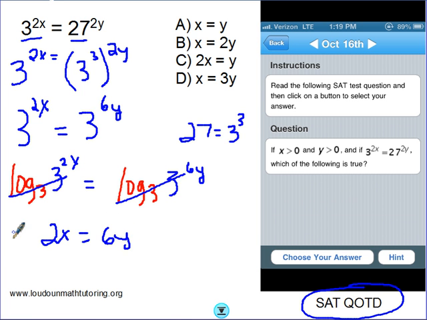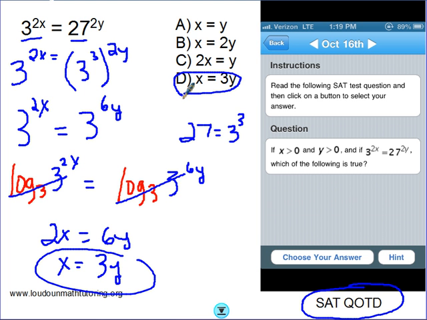Okay, so now we have a much simpler algebra equation. Can we get that to match one of these up here? Well, let's solve for x then. We'll divide both sides by 2, so x is equal to 3y. So using logarithms, we were able to figure out the answer to this was D.